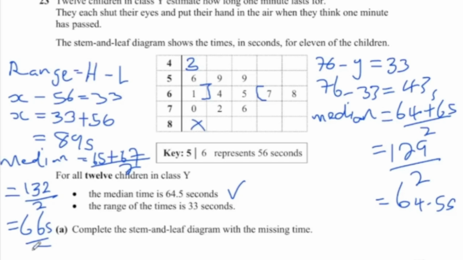Okay. So we reject 89 seconds here, and we complete the stem and leaf diagram with this 43.